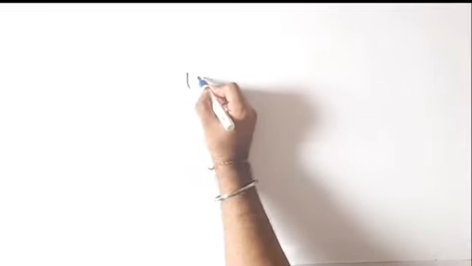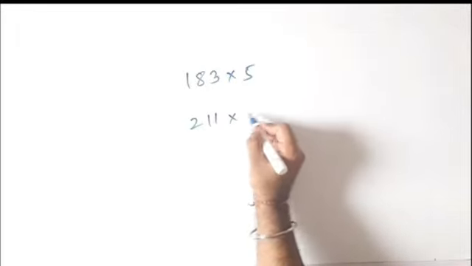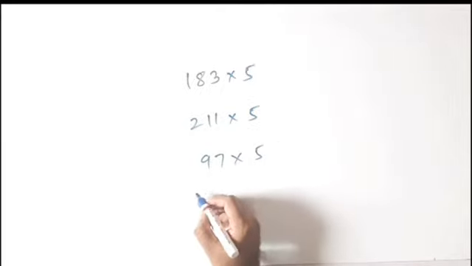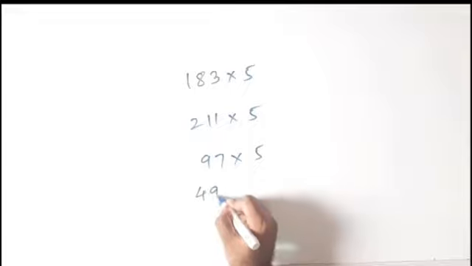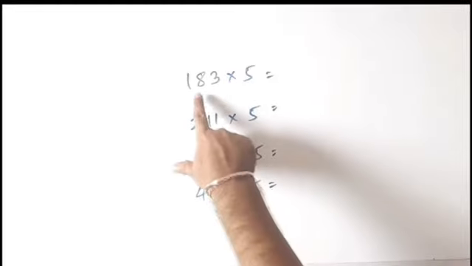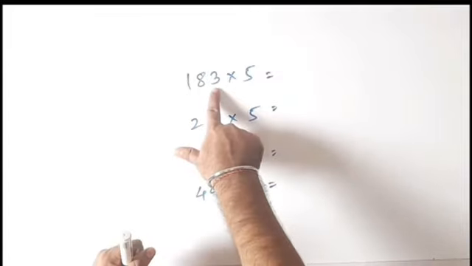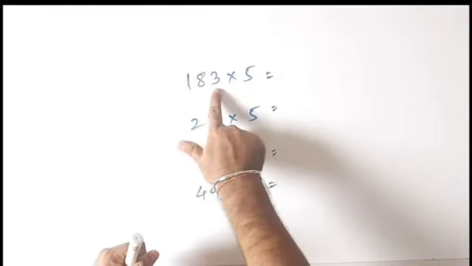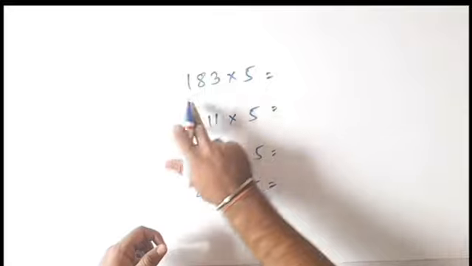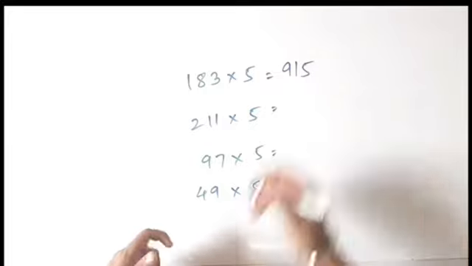Fine, so I'll begin with 183, then I'll take 211, then I'll take say 97, then I'll take 49. Now I know half of 18 is 9, and the next is 2, whose half will be 1, so 91 I got. Half of 182 will be 91, so I don't want 0 here, I'll put 5 here.